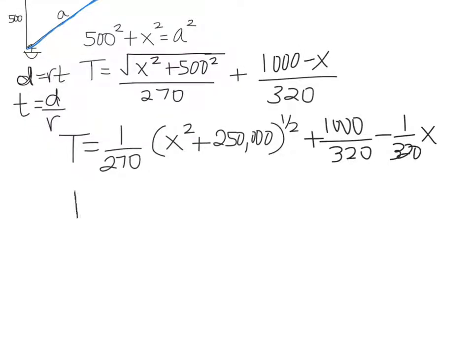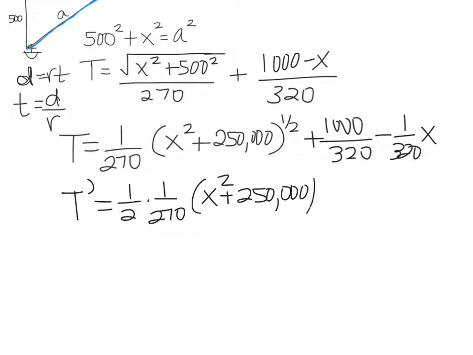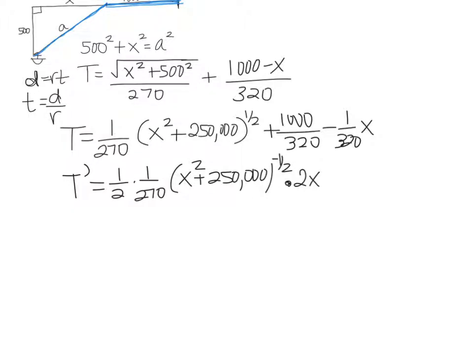So here we go. Let's take the derivative now. You take the derivative of the first one. You're going to bring the 1/2 down to the front. You get 1/2 times 1 over 270. Leaving the inside alone, subtract 1 from 1/2. So x squared plus 250,000 to the negative 1/2 times what? Does anyone know? 2x. Chain rule. Good job. So the derivative of this is just a constant out front. Take the derivative, subtract 1 off, then take the derivative of the inside. And then take the derivative of this. What's the derivative of 1,000 over 320? 0. And the derivative of negative 1 over 320 times x? Negative 1 over 320. Good.